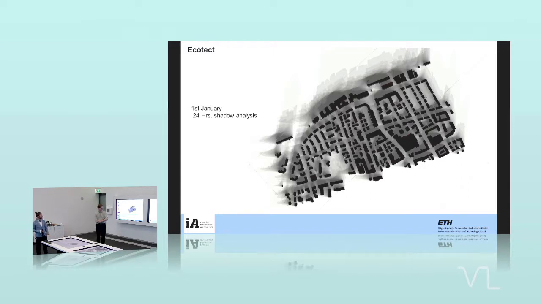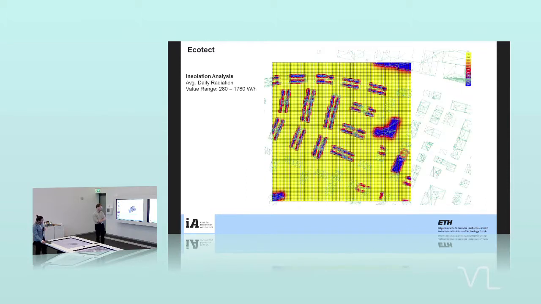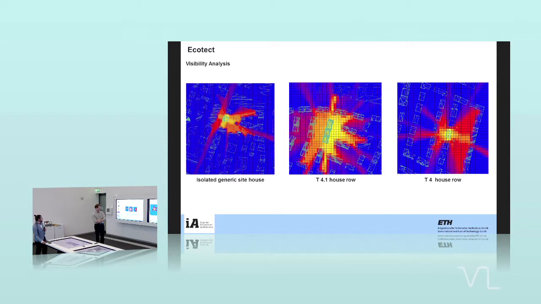Obviously, it's not exact. But this is an analysis about the 1st of January, 24 hours long, with the weather, of course. So this is another ecotech analysis about the insulation. This is also during one day, right? The same date, I guess. Yeah. About the specific house at the right. And these were some visibility analysis.